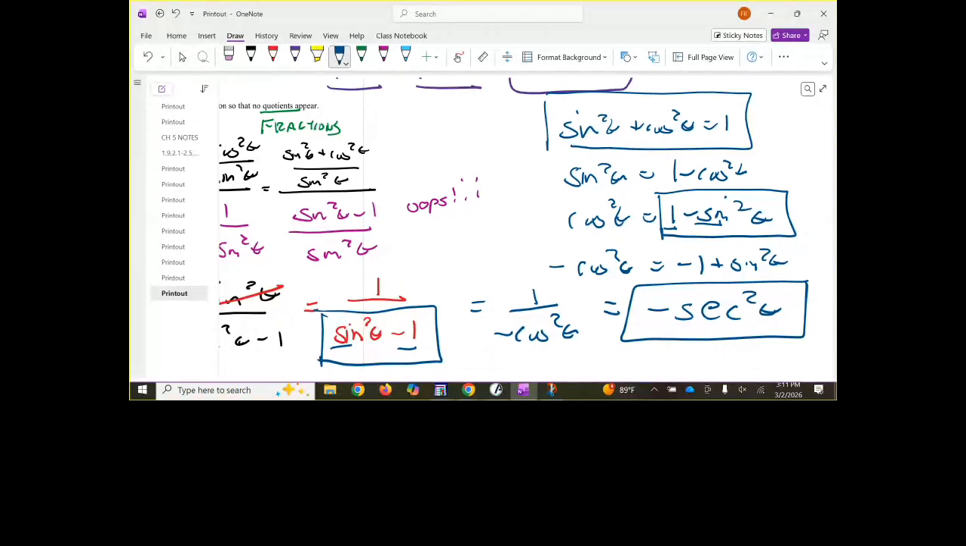Y'all, when they're telling me to write things in terms of sine and cosine, but make sure there's no quotients, if you end up with a 1 over cosine, it's okay for you to put a secant squared theta. Or if you end up with a 1 over sine, it's okay for you to write a cosecant, right? That's kind of the idea here. And so again, we're trying to work from one side of the equation to get to the other.